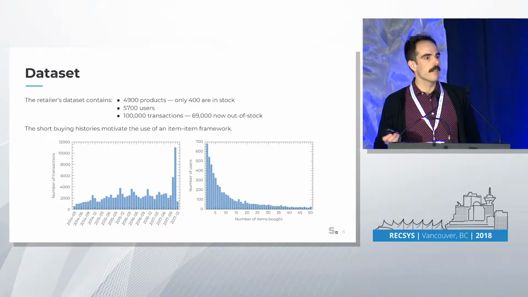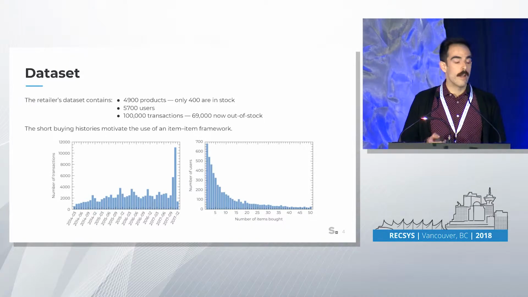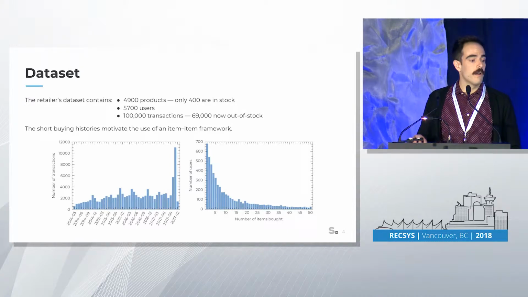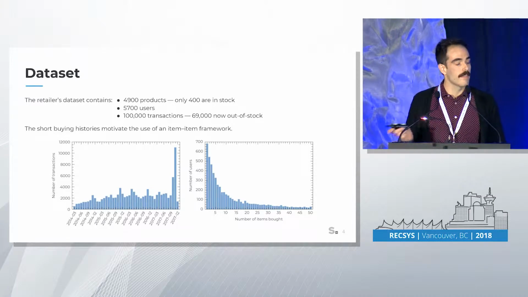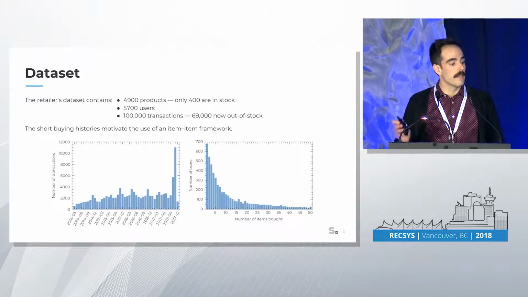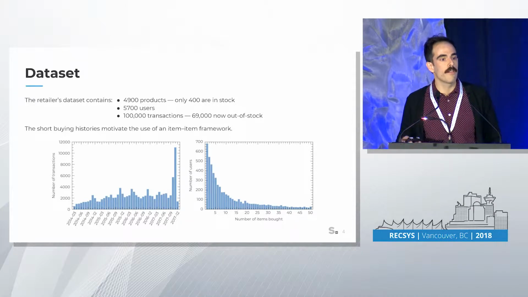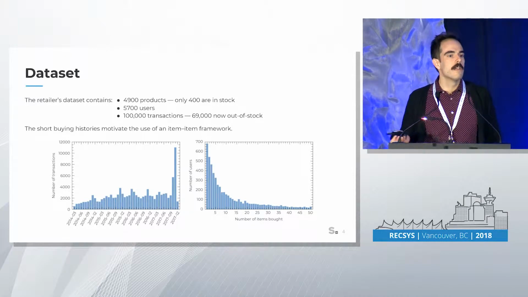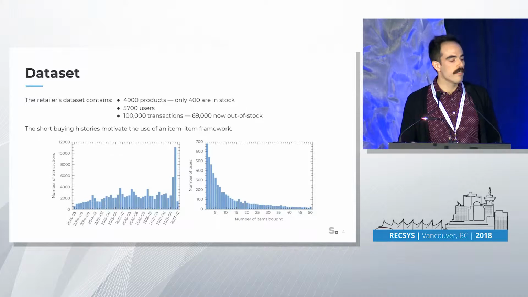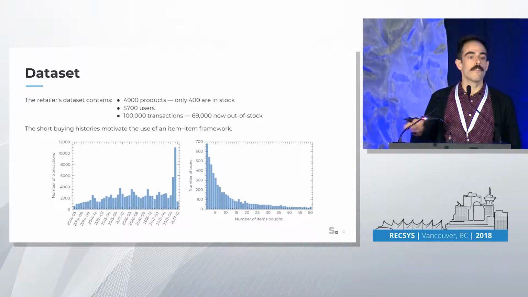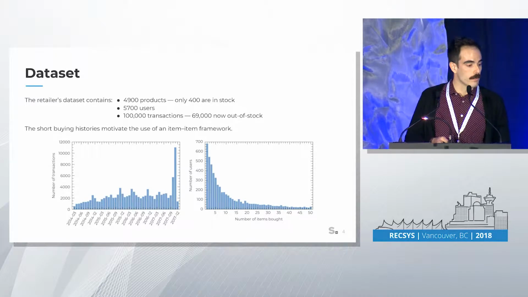So for that work, we use a privately provided data set that contains slightly less than 5,000 products, of which only 400 are in stock. And this is spread out among less than 6,000 users. And from the 100,000 transactions, we have 69,000 of them that are conducted with product out of stock, which means this is effectively not useful for the recommender. And just looking at the distribution of the sales, we see that as expected, most of the users have very few interactions with the store.